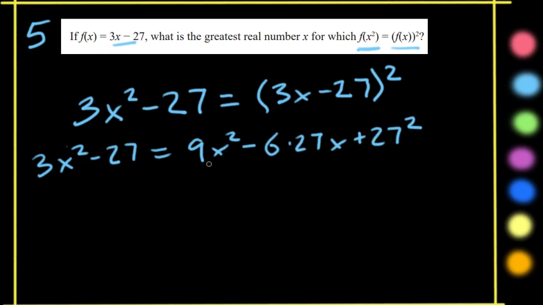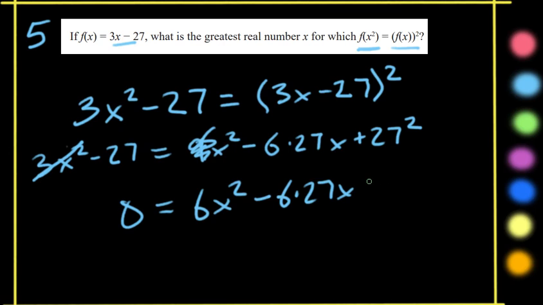So the next thing we could do is subtract or bring this over to this side so that we have just a quadratic equal to 0. So we're going to have to subtract 3x squared from this side. That's going to change this into a 6x squared. And then we're going to add 27. So that gives us 0 equals 6x squared minus 6 times 27x plus, I guess this is now going to be 27 times 28. Yeah, because we had 27 times 27 and then we added another 27, so it's 27 times 28.